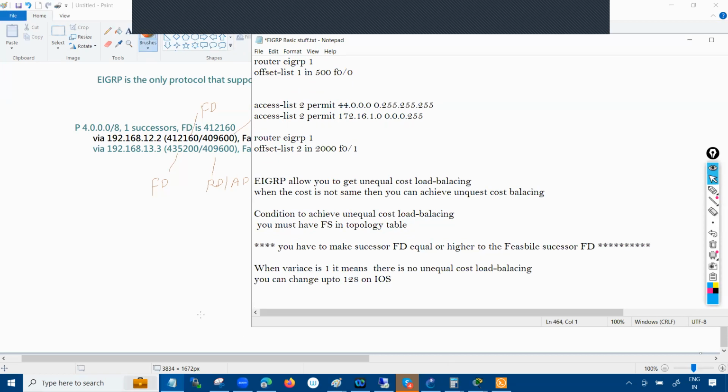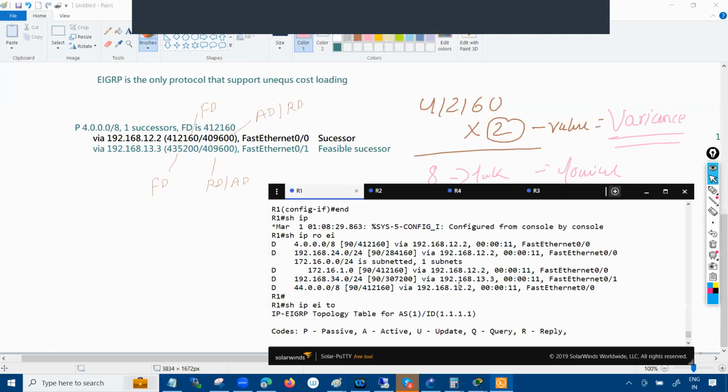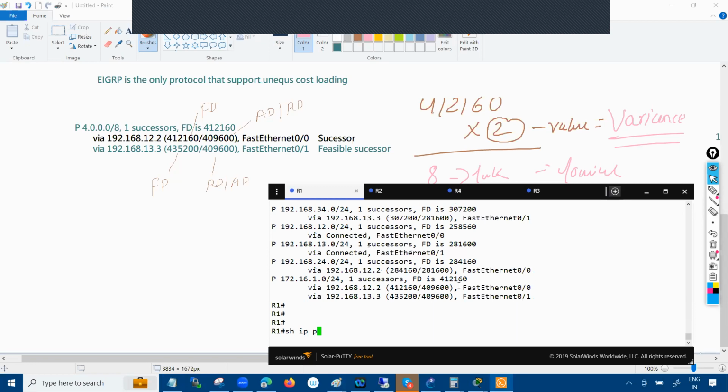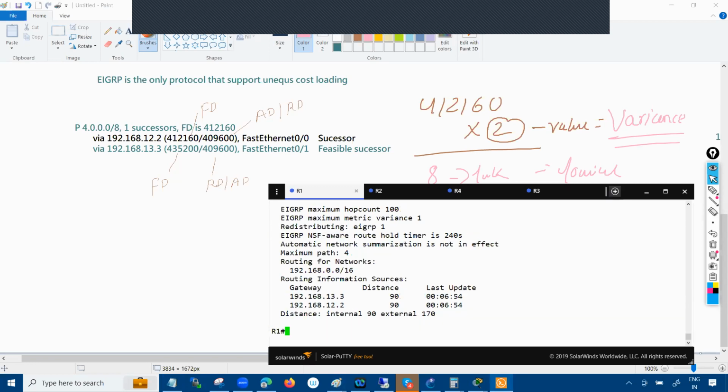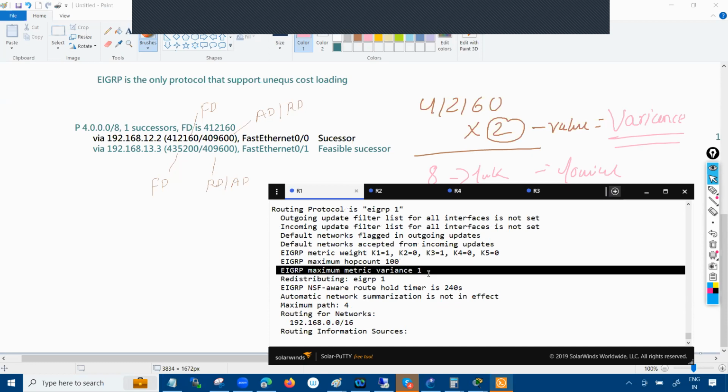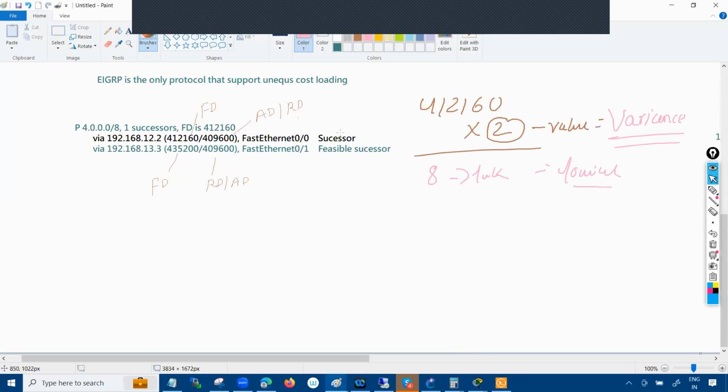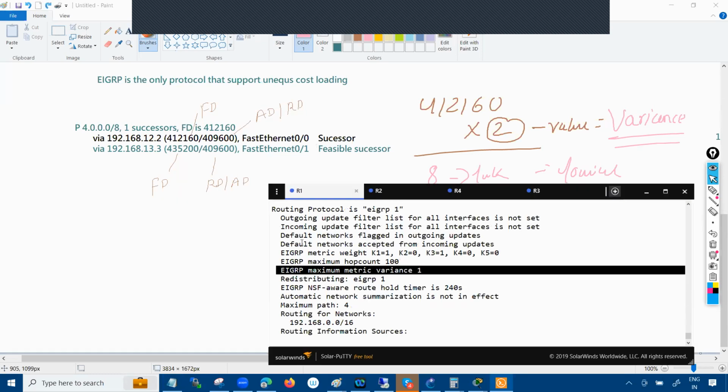How do I have to make it? If you see right now, under IP protocol, it's 1. So the variance is just going to multiply. It's a multiplier. Variance is a multiplier of your successor FD, so that I can make it equal or higher than the feasible successor FD. How much value can I use? If I make it 2, I can easily get higher than this one, right? Simply.